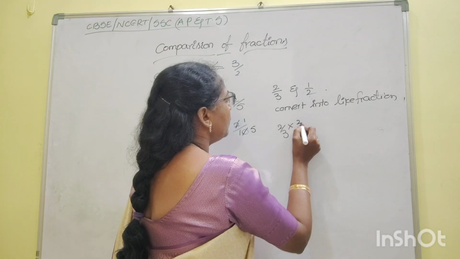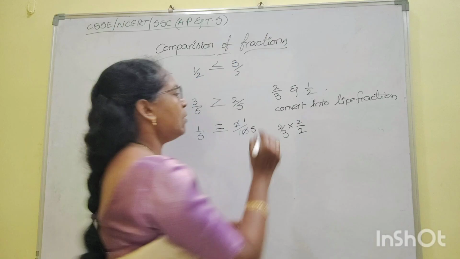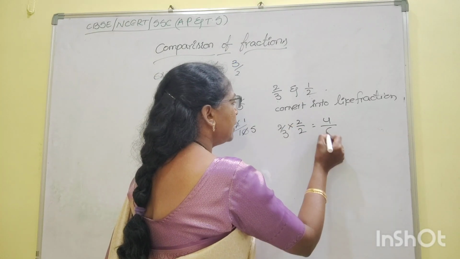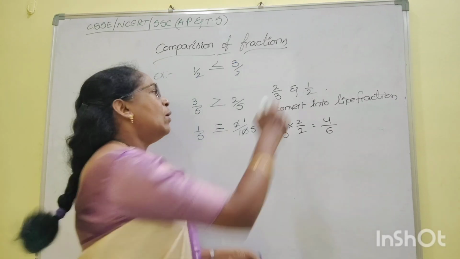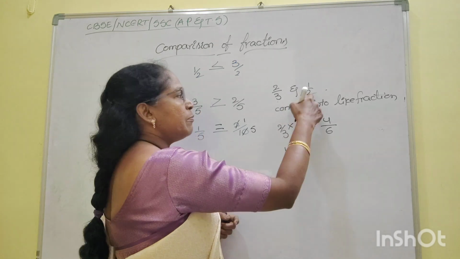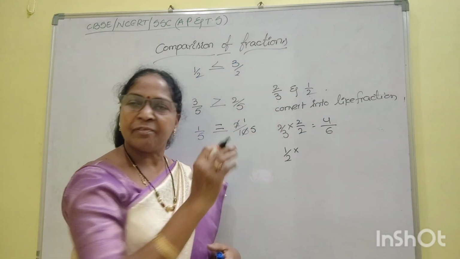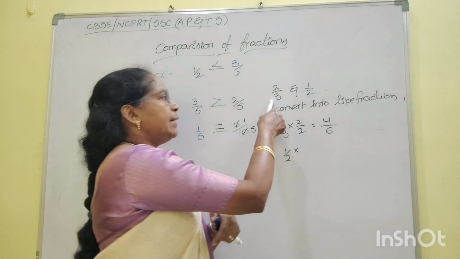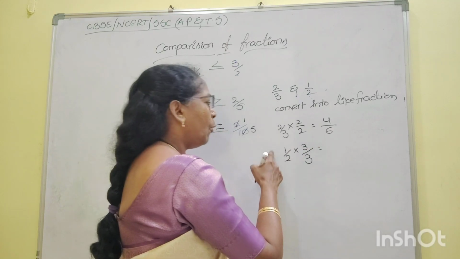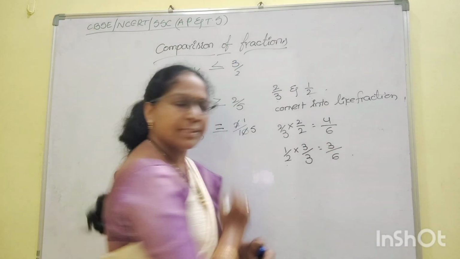So here, multiply by 2 by 2. In the numerator as well as in the denominator, you have to multiply both. So 2 twos are 4, divided by 3 twos are 6. Now the second fraction, same procedure, 1 by 2. Whenever you are considering the second fraction, you multiply with the first fraction's denominator value, that is 3 by 3. Now 1 three is 3, divided by 2 threes are 6.